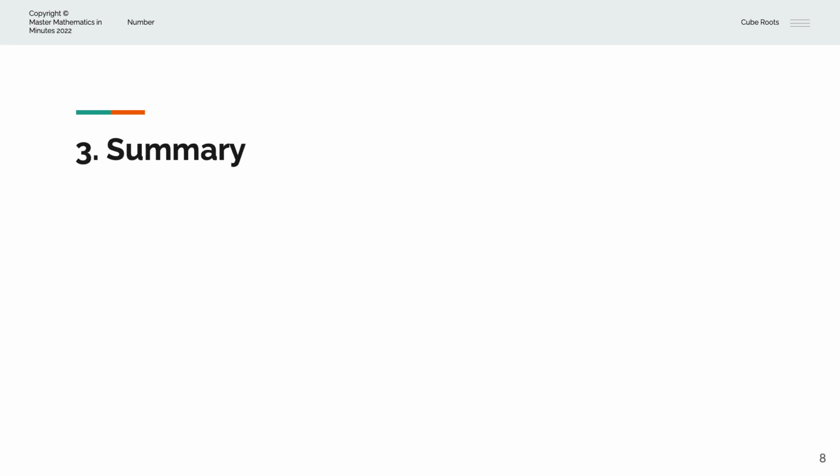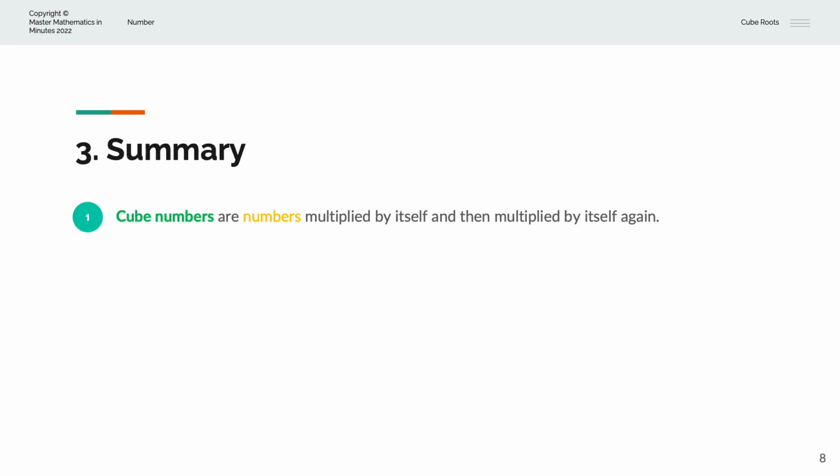To summarize, recall that cube numbers are numbers multiplied by itself and then multiplied by itself again. So we have 1 cube as being 1 multiplied by 1 multiplied by 1, and that is equal to 1. And 2 cube is 2 multiplied by 2 multiplied by 2, and that is equal to 8. And 7 cube is 7 multiplied by 7 multiplied by 7, and that is equal to 343.